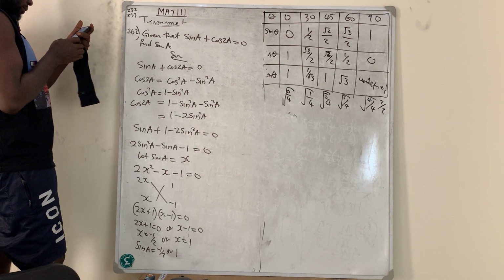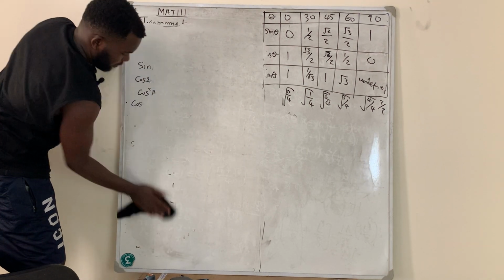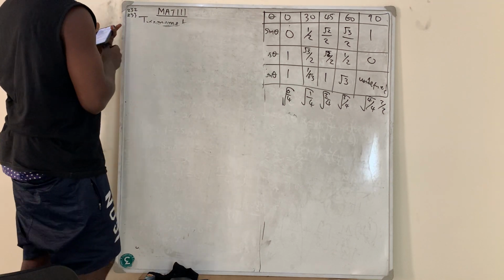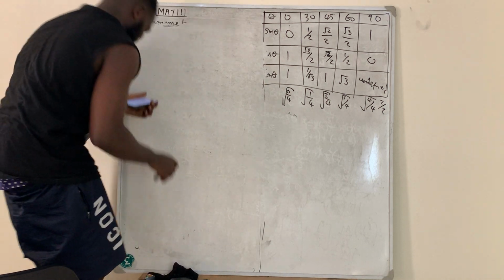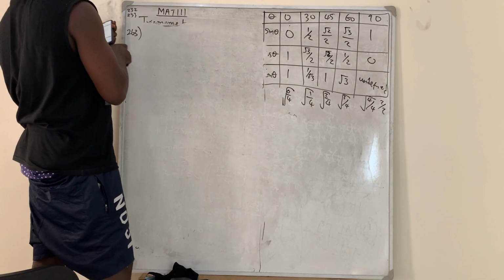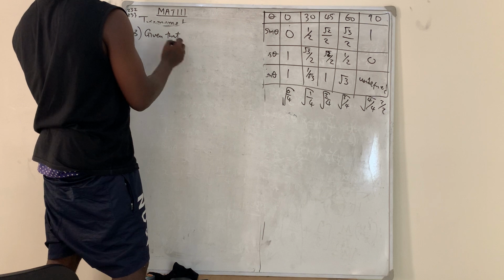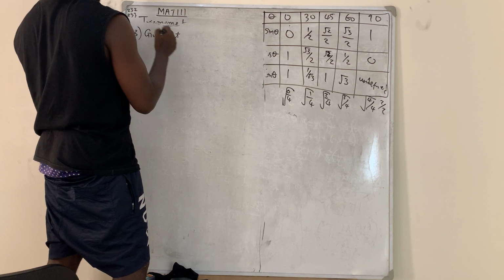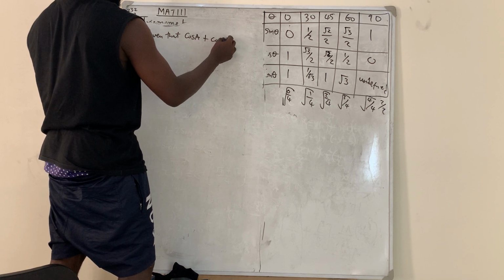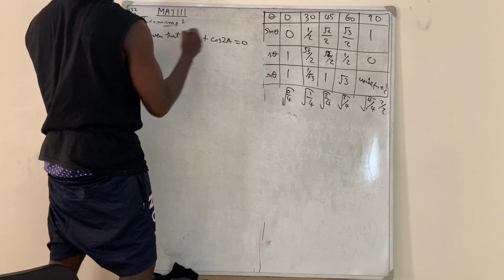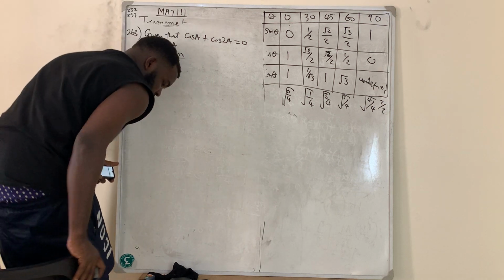Question number 163 said, given that cos A plus cos 2A is equal to 0, then find cos A.